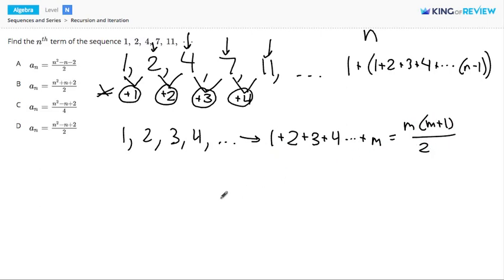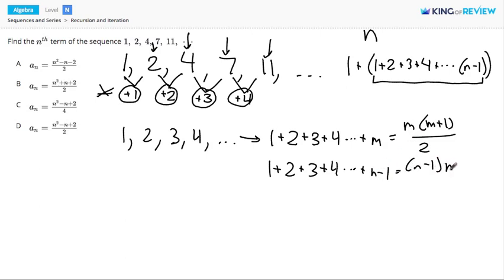But now let's say we have a different sequence. Let's say we have this sequence 1, 2, 3, 4 until n minus 1, the sequence we're adding in our nth term. If we apply this rule, substituting in n minus 1, we get (n minus 1) times n over 2. And that's starting to look a lot more like some of these patterns. So let's see what we know now. We know a_n is going to be our starting term, 1, plus the sum of this sequence, which we figured out is (n minus 1) times n over 2.